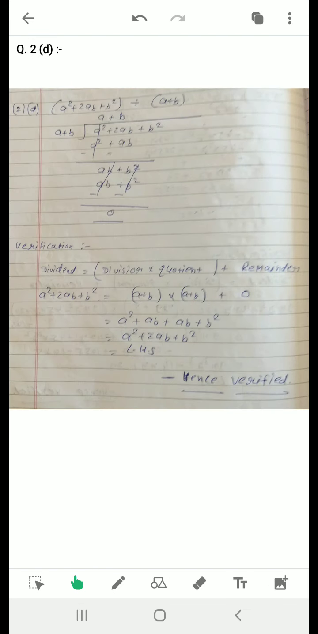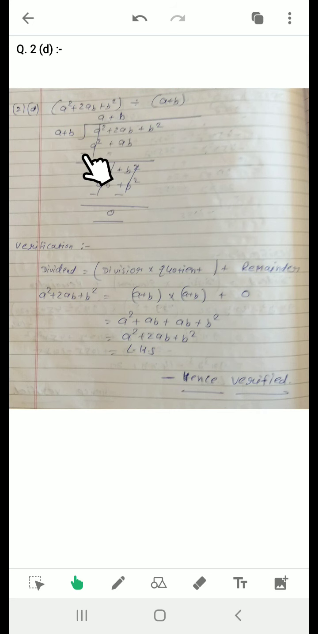Let me take one more question. The second D: a² plus 2ab plus b² divided by a plus b. So a plus b divided into a² plus 2ab plus b². First term a² divided by a, I will get a. Then this a multiplies a², a multiplies b, giving ab. So a² will be written below a², and ab will be written below the ab term. Now we need to subtract.